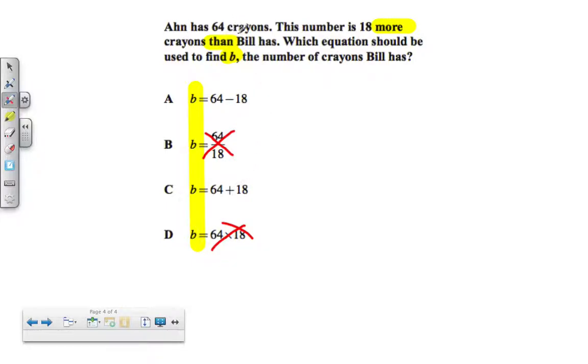If An has 64 and we're trying to figure out what Bill has, and An has 18 more than Bill, then that means Bill has 18 less. And if Bill has 18 less, then the only acceptable answer, this is subtraction. It should be B equals 64 minus 18. These kinds of problems are tough if you don't know what you're dealing with. Let me try one more, and we'll make it with each other.